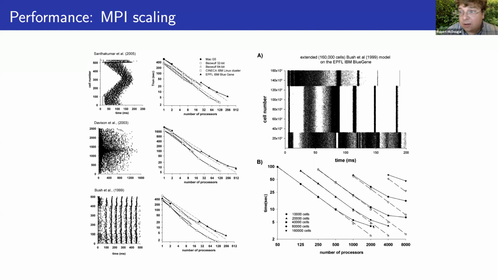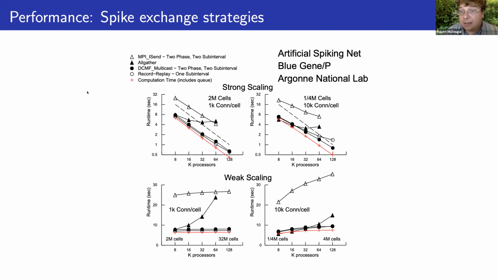But with NEURON, as long as you have significantly more cells than processors, you're going to be able to distribute it fairly well. You're going to see decent, near-linear speedups, or you'd expect to see it anyway. Don't worry too much about this, but there's a paper if you're interested that looks at how different scaling strategies, different communication strategies, work with spike exchanges.